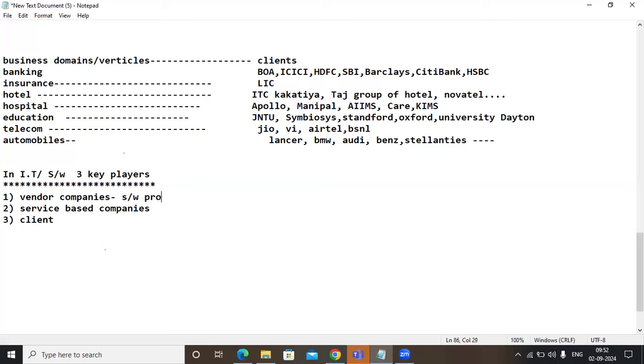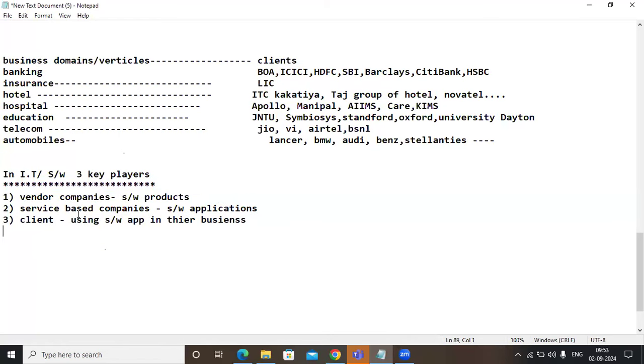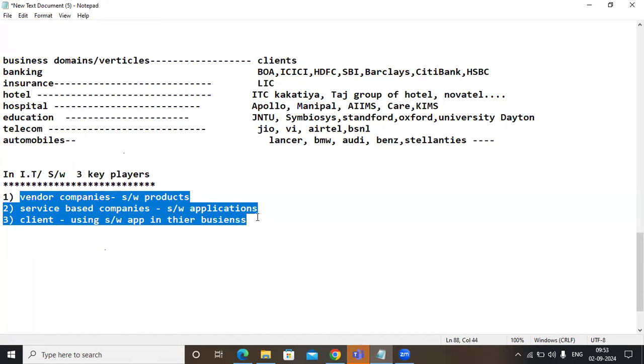Vendor companies develop their own software products. Using these products, service-based companies develop software applications as per the requirement of the clients. And clients use software applications in their business. That is the relation between all three. The complete game rotates between these three people in the IT industry. That is how the whole game is rotating.